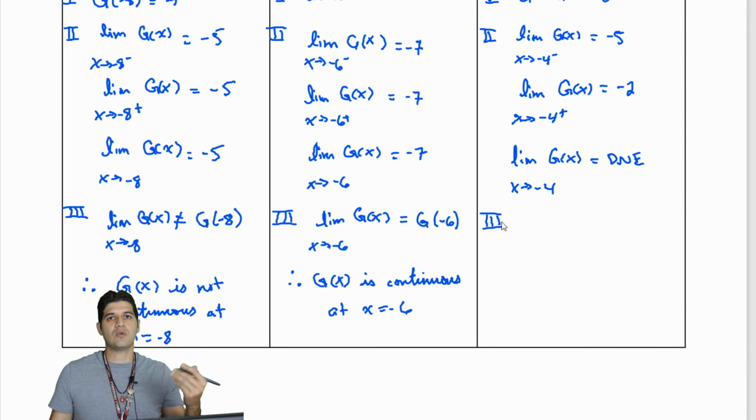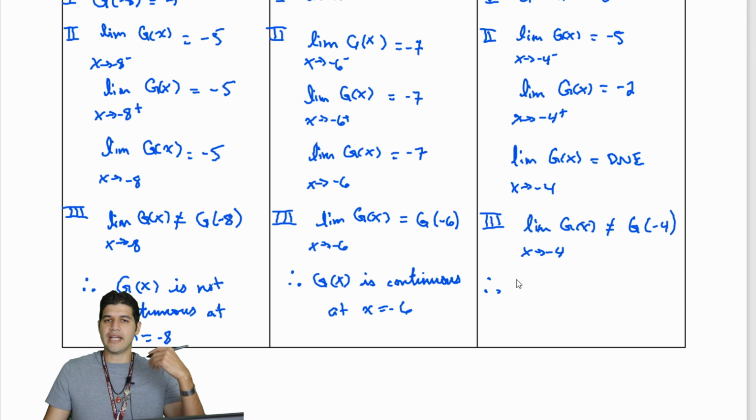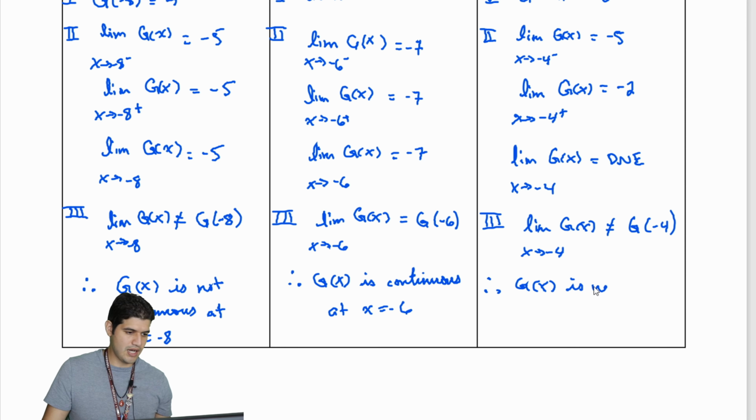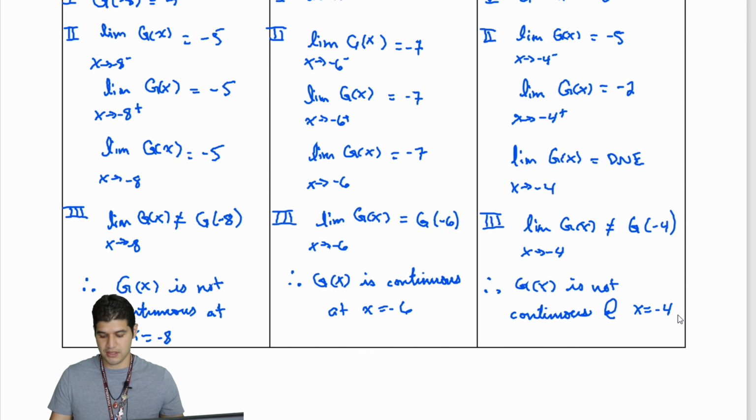The limit doesn't even exist, so we can't even see that they are equivalent. The limit of g of x as x approaches -4 does not equal g of -4. So therefore, we're going to look at this the same way we did that first problem here. So therefore, g of x is not continuous at x equal to -4. There we go. Let's continue to do more practice problems.